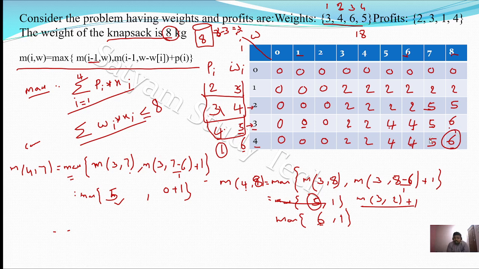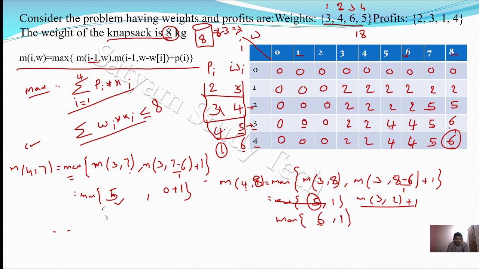Now how can you get the maximum profit 6? What are the objects you are considering, what are the objects you are putting into the bag? You can see 6 is there in this row and also in the previous row, which means 6 is not because of this object. So 6 is because of this object, so this object is considered.